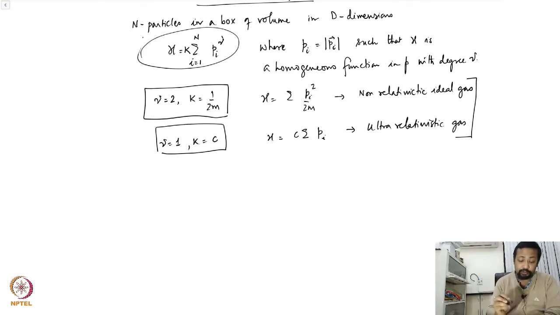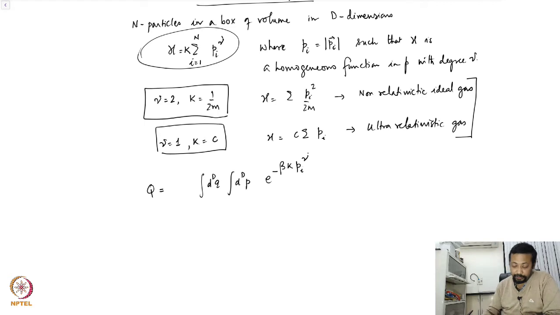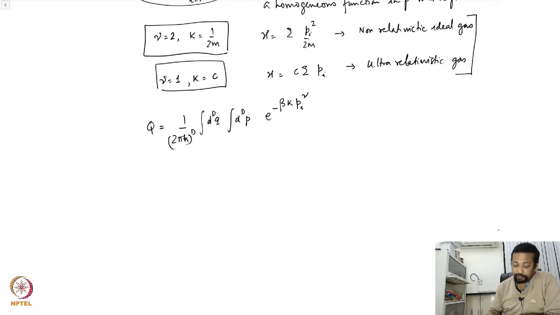So given this Hamiltonian, we write down the single particle partition function as the integral of d^d q d^d p, since it's d-dimensional, e to the power minus beta kappa |p| raised to the power nu. Now you notice that this quantity is still dimensionful, because it has a dimension of q times p, which is the dimension of action, and therefore you divide this by (2 pi h bar) raised to the power d.